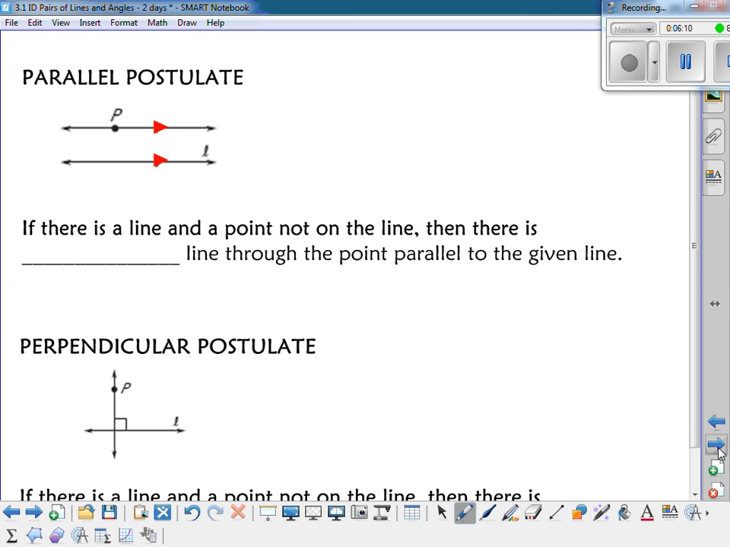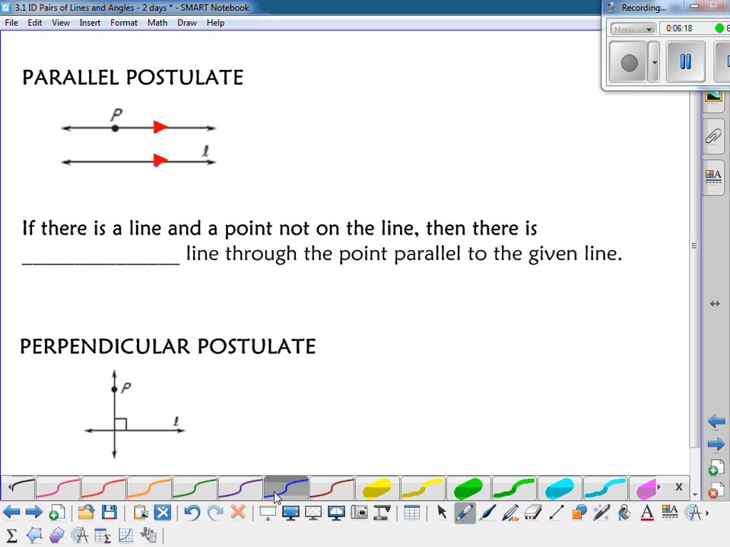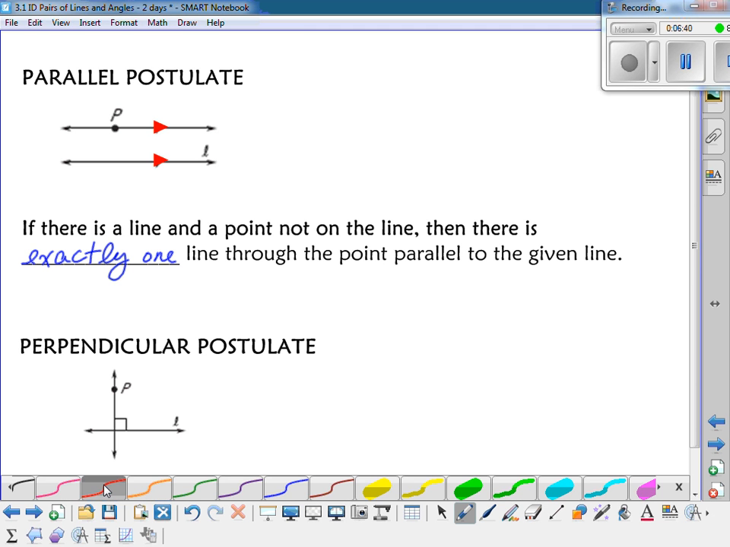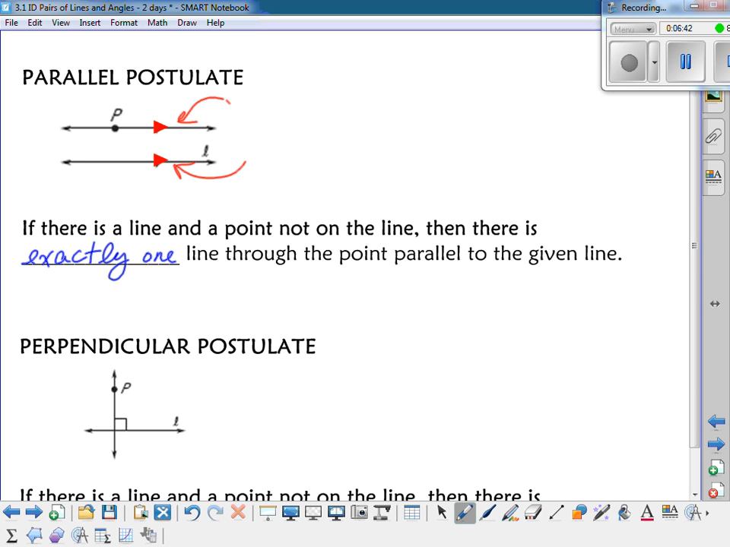The parallel postulate states that if there is a line and a point not on the line, then there is exactly one line through the point parallel to the given line. And again, just a little reminder, those arrows mean that the lines are parallel.